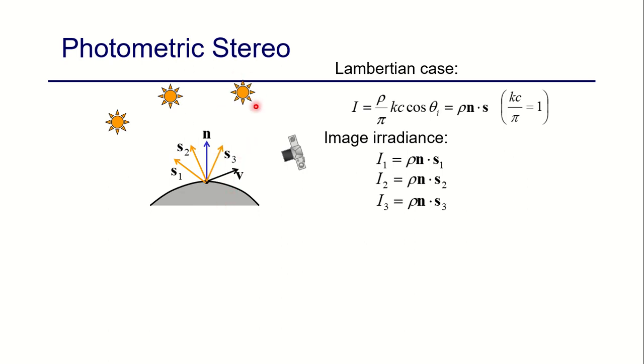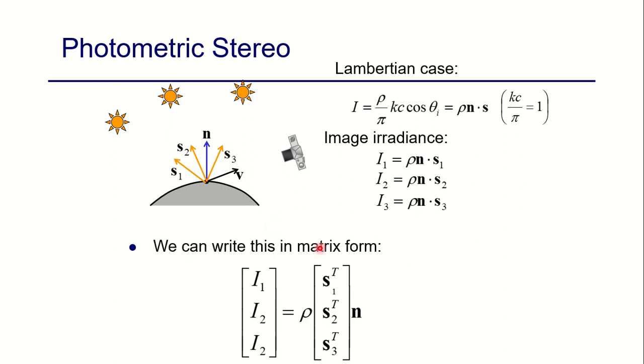And I3, this is the third position of the light, and again you capture an image. So I3 will be equal to rho into n dot s3. And so cumulatively you write it in the matrix form: I1, I2, I3 equals rho into S1 transpose, S2 transpose, S3 transpose into the n vector.